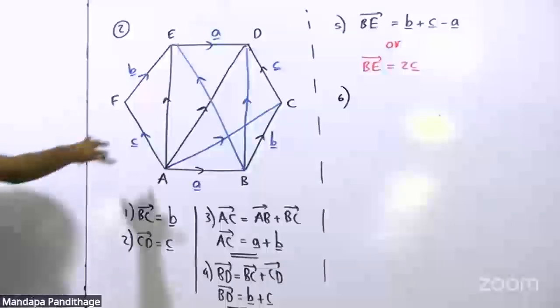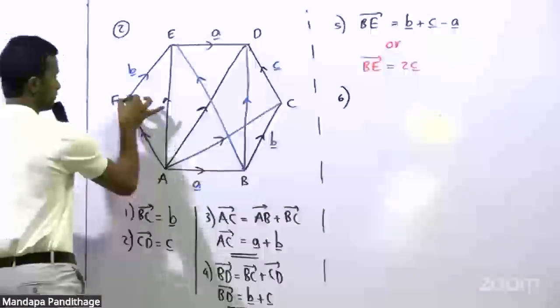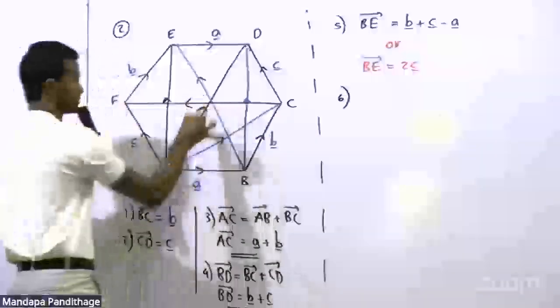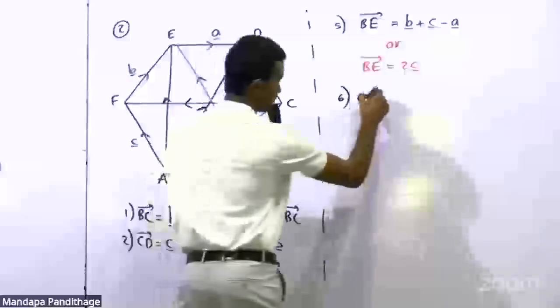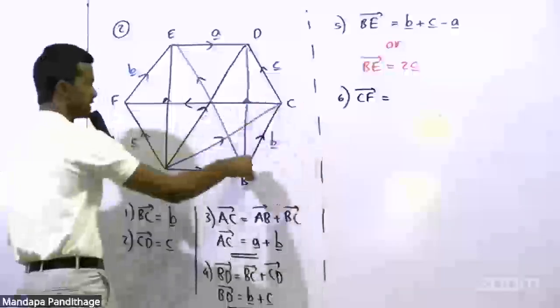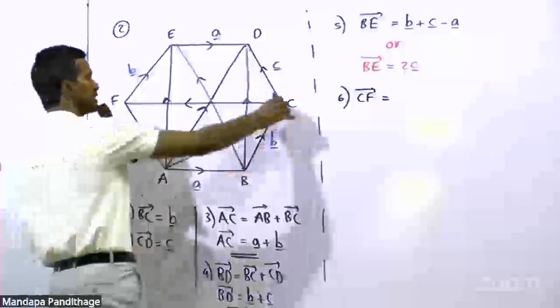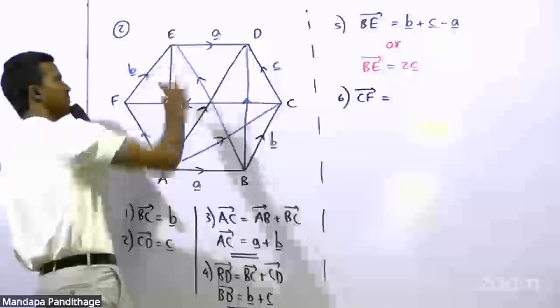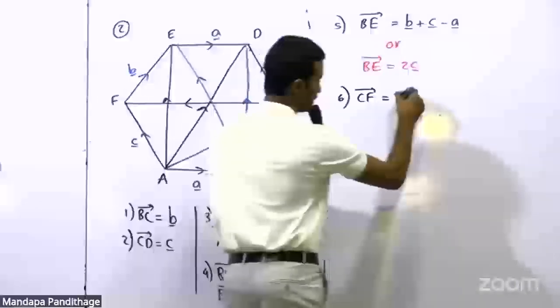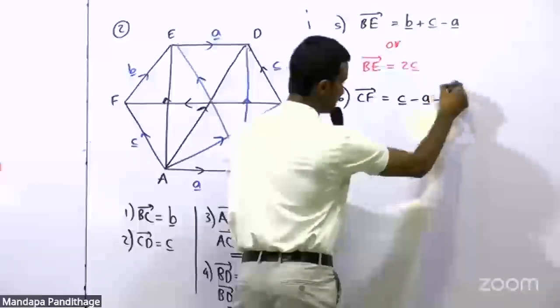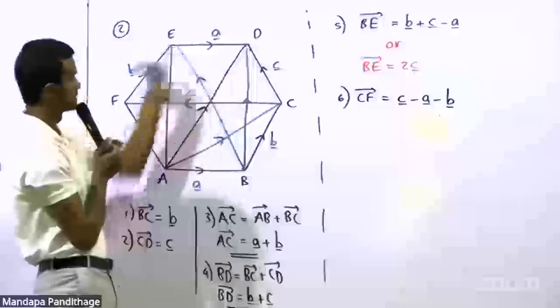CF, a CF is this, so I'll write CF. CF is equal to minus B minus A plus C. Whatever the path you take, C minus A minus B. CF is equal to C minus A minus B.